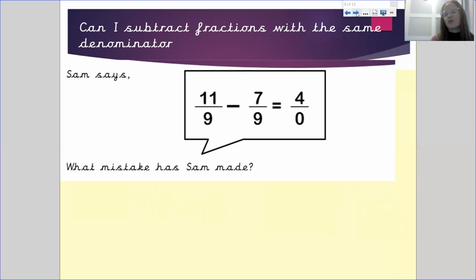So 11 over 9 minus 7 over 9, he's got 4 over 0. What Sam has done is that he's minused the top number and he's minused the bottom number, which is the mistake he's made because the denominator is the same. So we don't minus it. We don't say 9 minus 9 gives me 0. 11 minus 7 will give me 4, but the answer should have actually been 4 over 9 because we do not minus 9 from 9. We are only minusing 11 and 7, okay, because the denominators are the same.